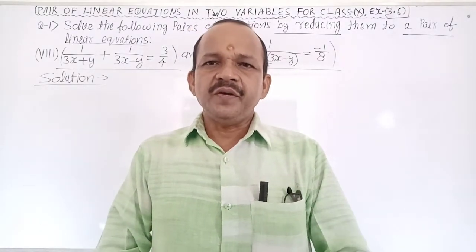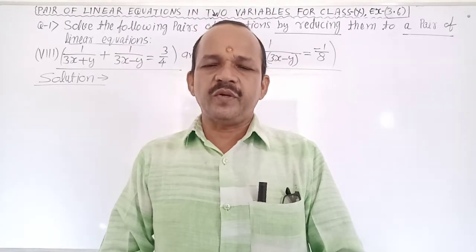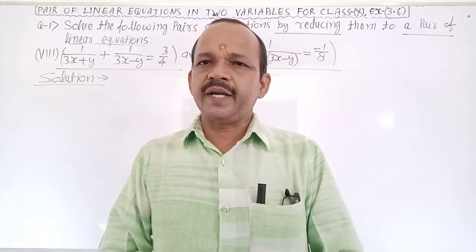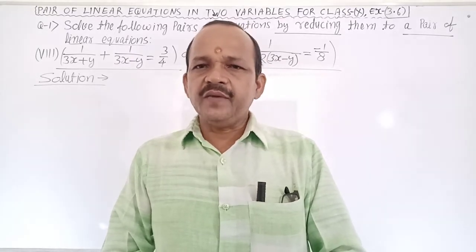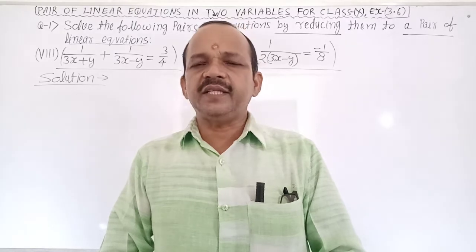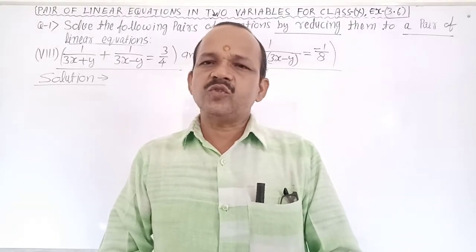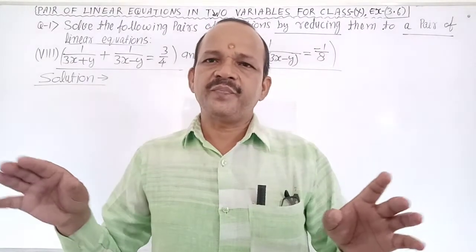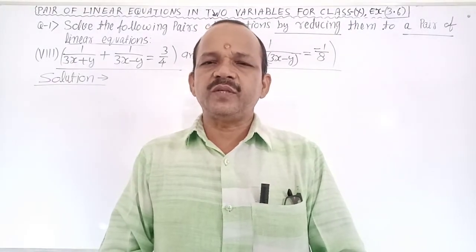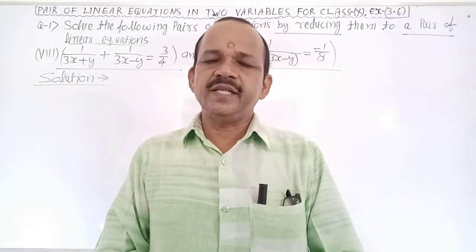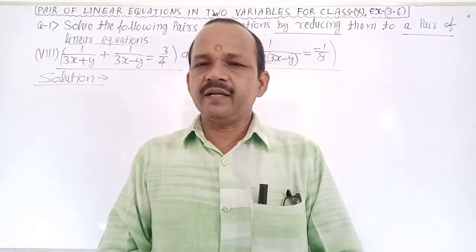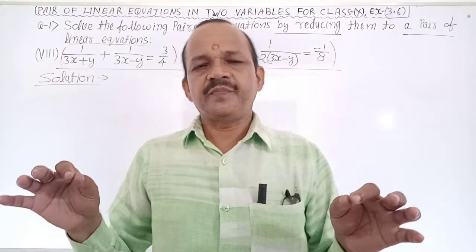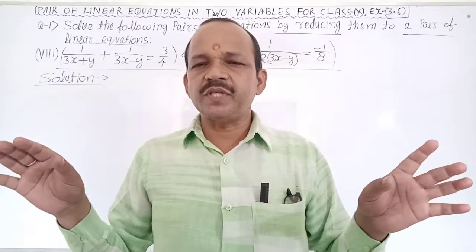Very good. If a1 by a2 not equal to b1 by b2, then it shows intersecting lines and consistent system and unique solution. If a1 by a2 equal to b1 by b2 not equal to c1 by c2, then it shows parallel lines and inconsistent system and no solution. If a1 by a2 equal to b1 by b2 equal to c1 by c2, then it shows coincident lines and consistent dependent system and infinitely many solutions. It is clear, no confusion about it.